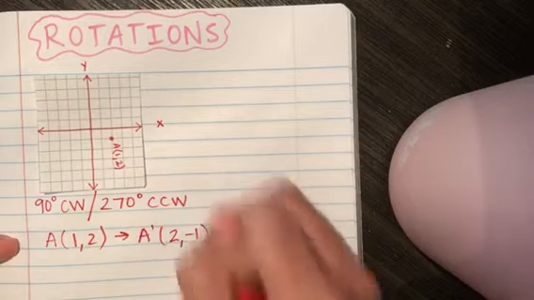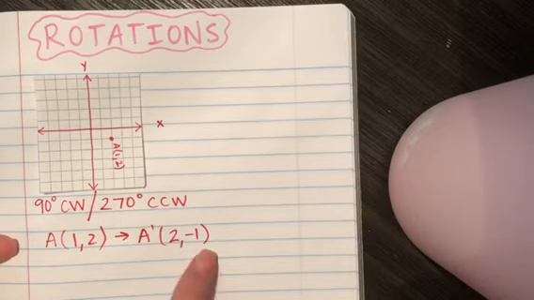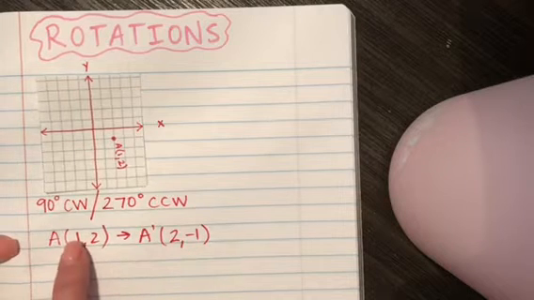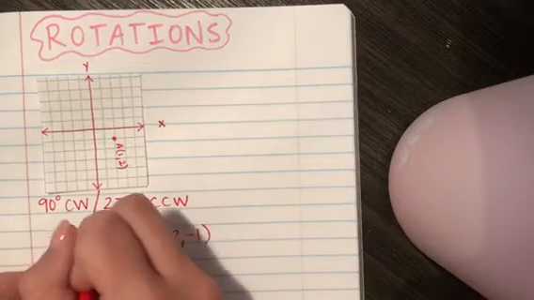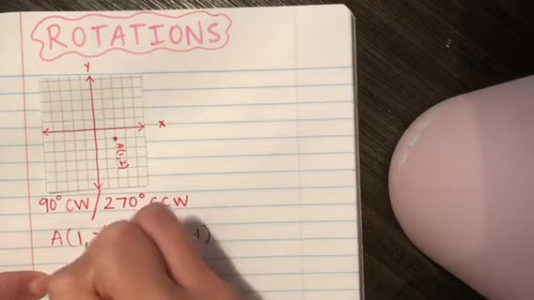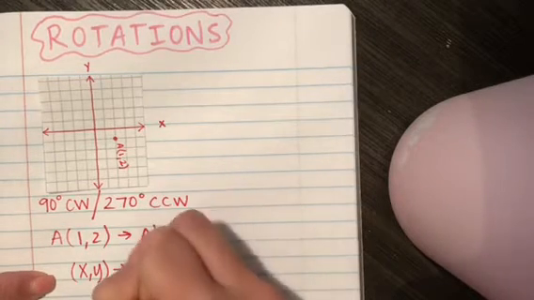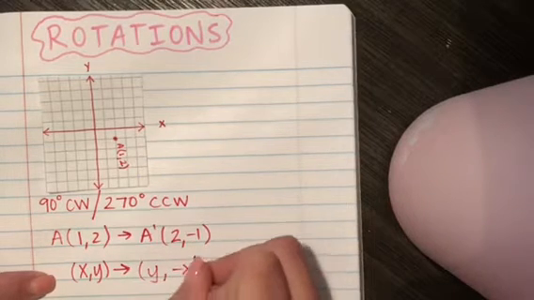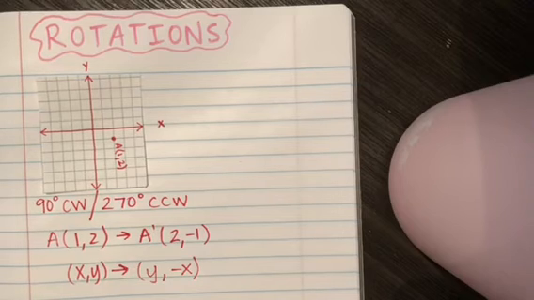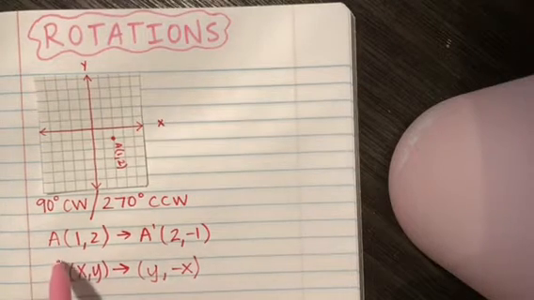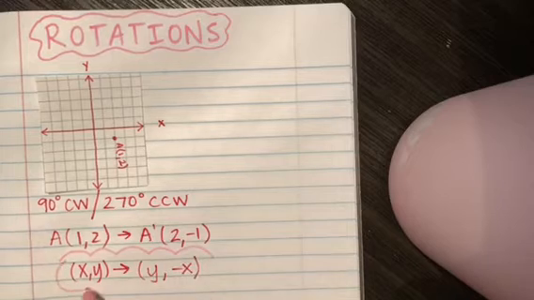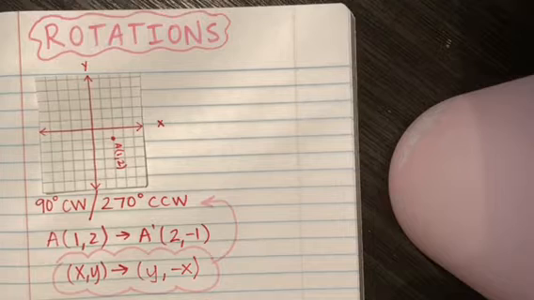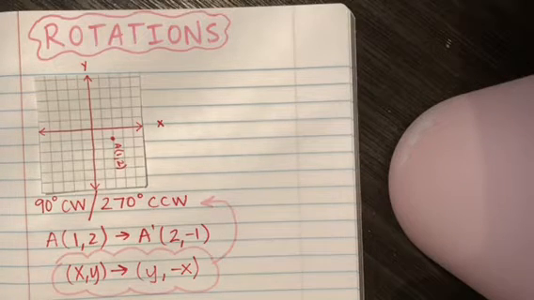So 2, -1. So let's take a look. It looks like the coordinates swapped, and not only did they swap, but this X value became negative. So we could represent this rule as X, Y goes to, our Y goes to the front, and our X goes to the back and changes signs. And I'm just going to bubble this because this is one of our takeaways: our rule for 270 degrees counterclockwise, 90 degrees clockwise.